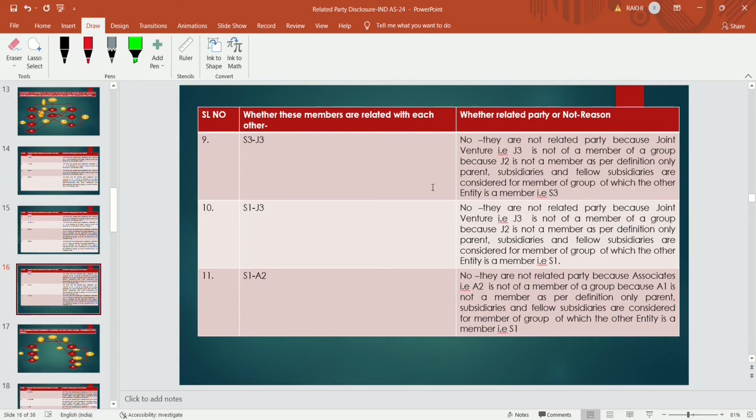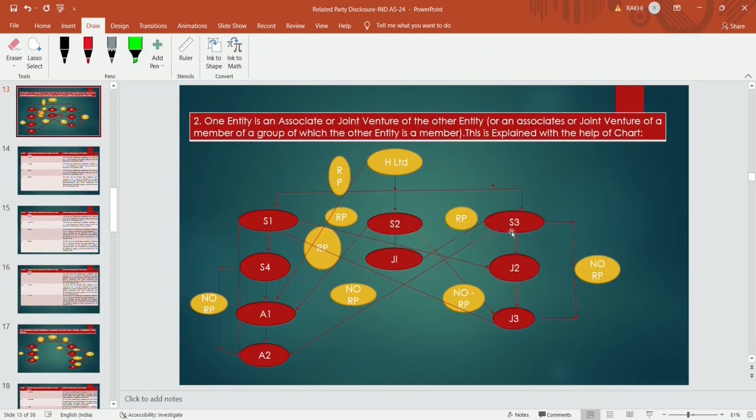So they are not related. Now S3 and J3, are they related? No, they are not related, because of the same definition: J3 is not a member of the group, the same group of the entity of which the other entity is a member. So they are not related.